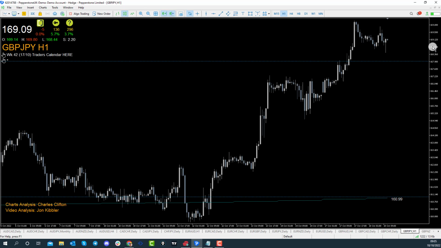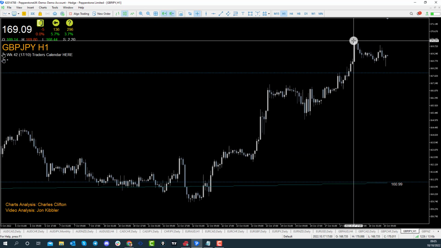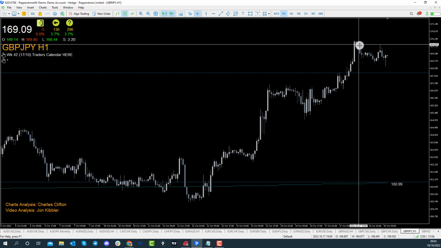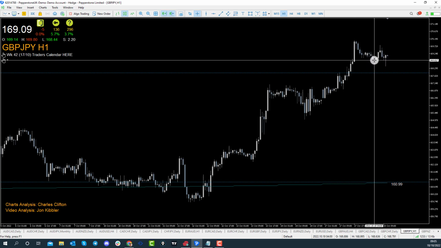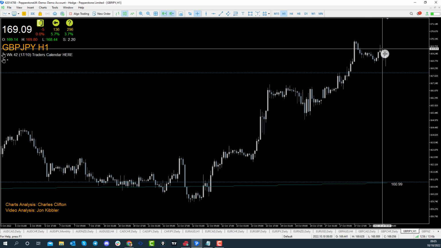We can see that price is potentially setting up for another move because we've had an impulsive leg, we've consolidated, we've tried to reach new lows, and buyers have stepped back in.